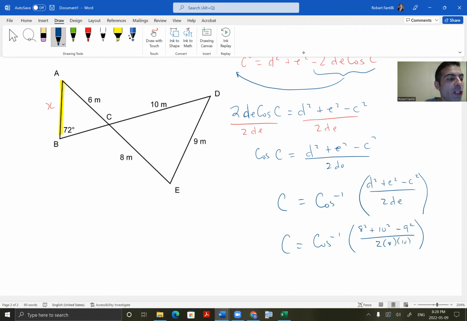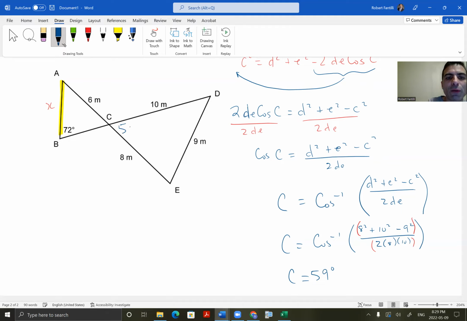If you're really good with your GDC, you can type that all in one shot. But you're probably going to want to put brackets around the numerator and then around the denominator, if you know how to use brackets properly. So go ahead and try that. You can pause the video, and you should get C is about 59 degrees if you round to the nearest degree. If you don't get that, you likely used the calculator incorrectly.